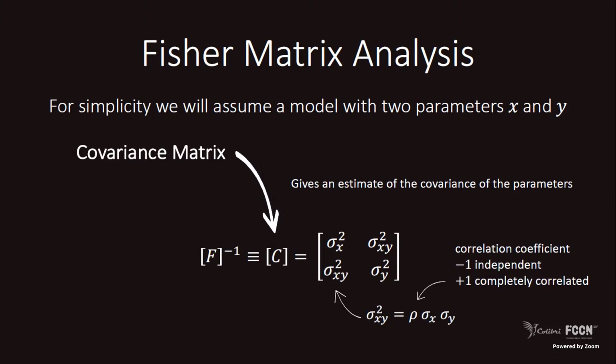In fact, in here, we have a different correlation coefficient that shows us how correlated our parameters are. So if we have the correlation coefficient equal to 0, we have independent parameters. But if our parameters are completely correlated, that implies a correlation coefficient equal to +1.